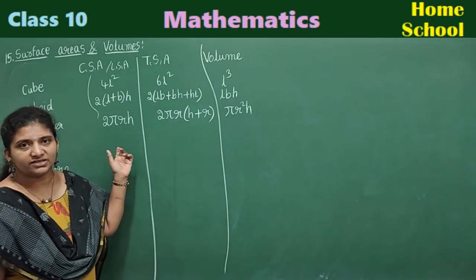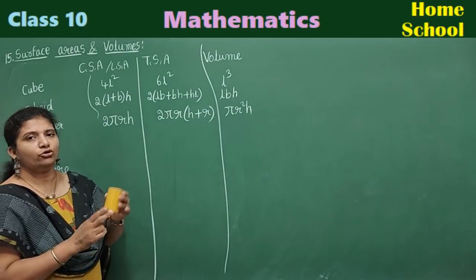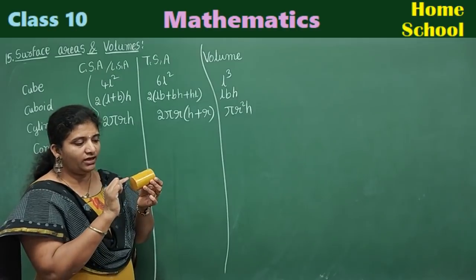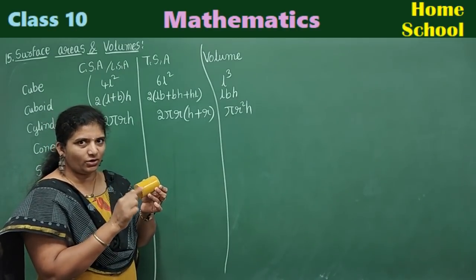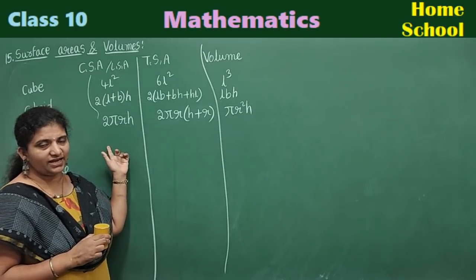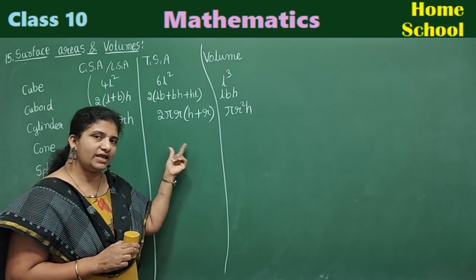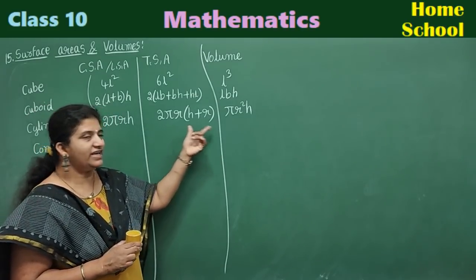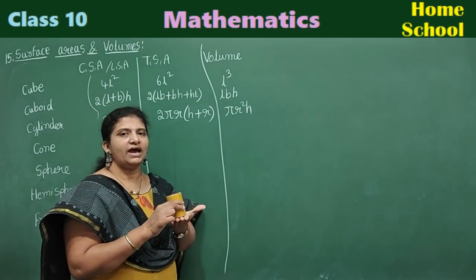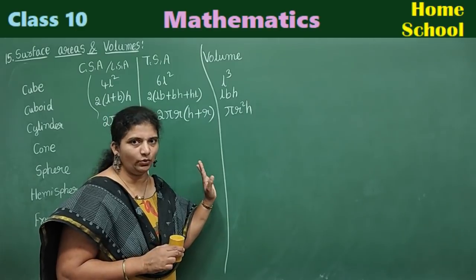What is the curved surface area of a cylinder? 2 pi r h. See here, 2 pi r h, how am I getting it? Only the circumference. Okay. 2 pi r h is the curved surface area. Coming to total surface area, 2 pi r into (h plus r), or (r plus h) you can say. Volume, pi r square into h cubic units.